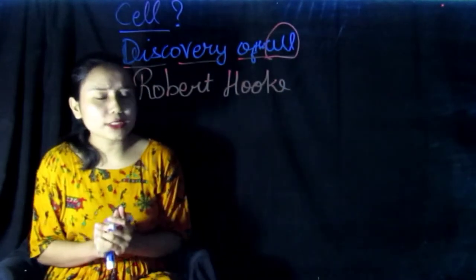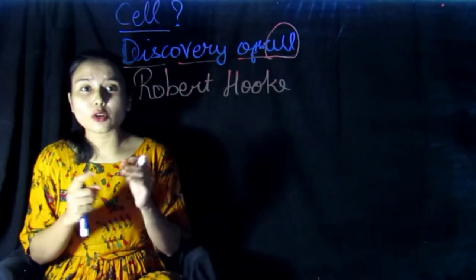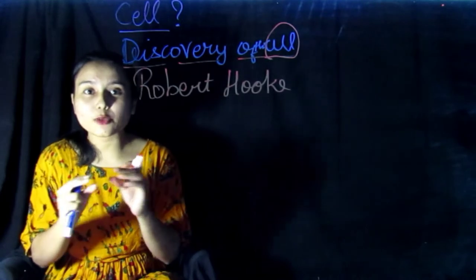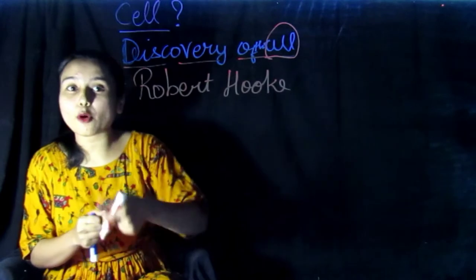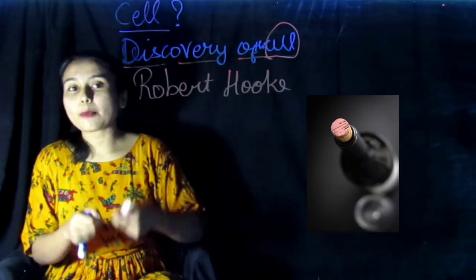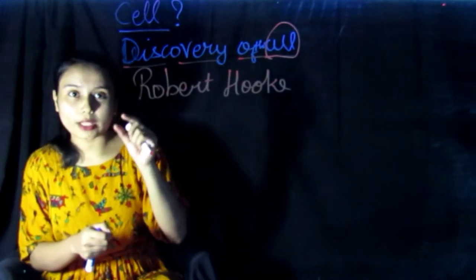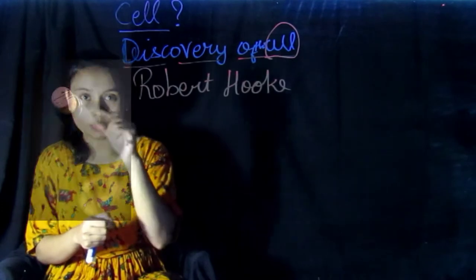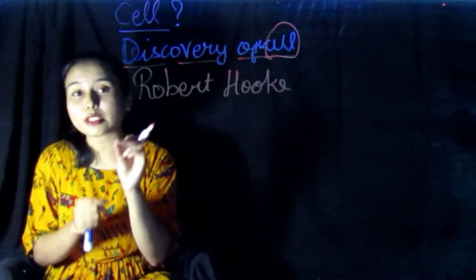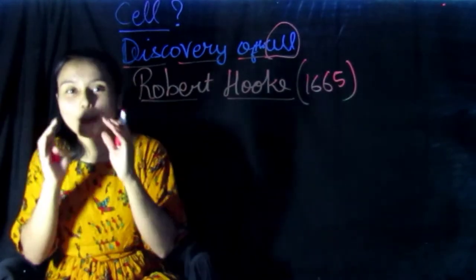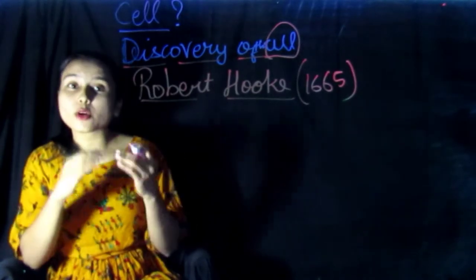Okay, how did he discover the cell? He observed a cork in a microscope. He saw that a compartment structure is visible in a cork. Okay, dead cells. Cork is a dead cell. As we can see, the cap of the bottle, the wooden cork. As we can see in this picture, there are dead cells having compartment-like structures in the cork.